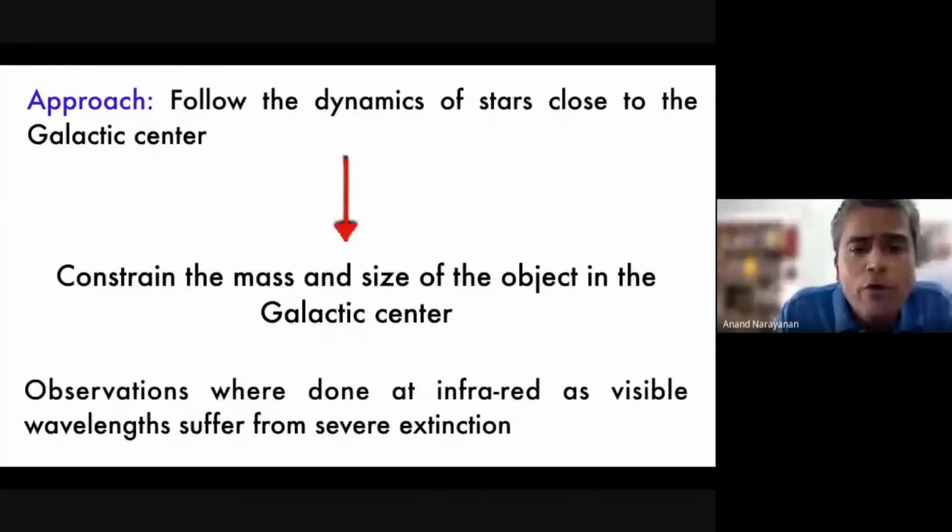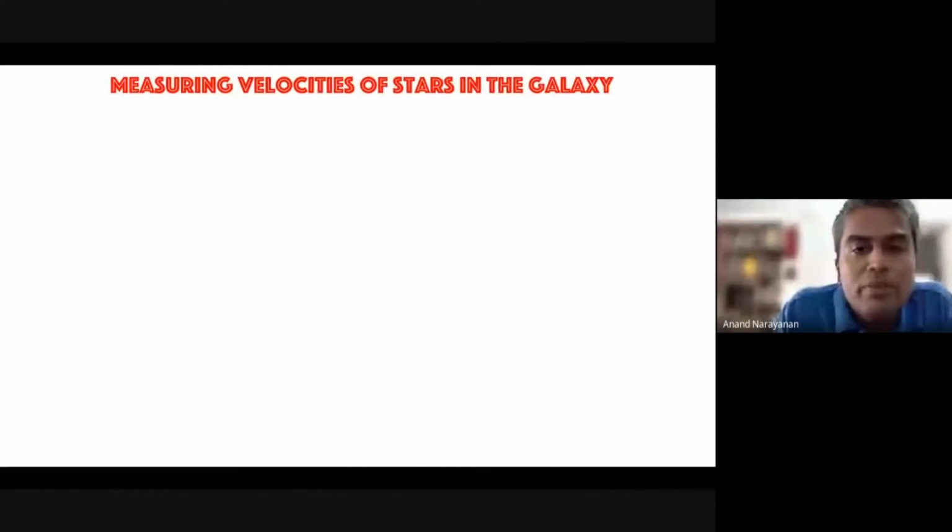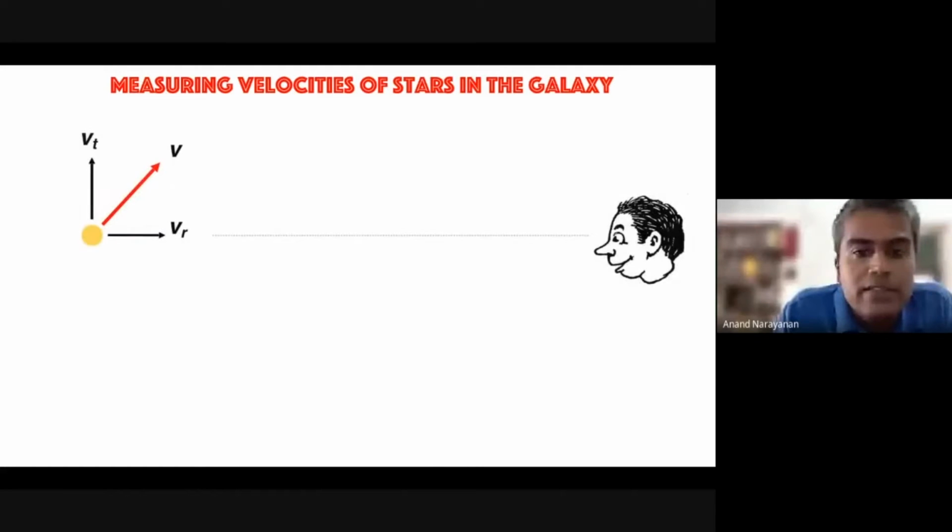Before I show you the actual results from their work, let me just tell you how these measurements are done. How do astronomers measure velocities of stars in the galaxy? Let's say that you're an astronomer and you're looking at this star, and let's say that the star has a space velocity, a three-dimensional velocity in space relative to us, that's v. Now we can decompose that velocity into two orthogonal components. One component is towards us or away from us, which we call the radial velocity, and the other component is perpendicular to our line of sight, which is called the tangential velocity or the transverse velocity.